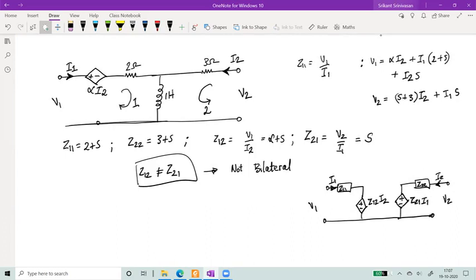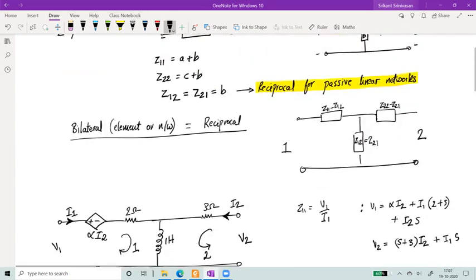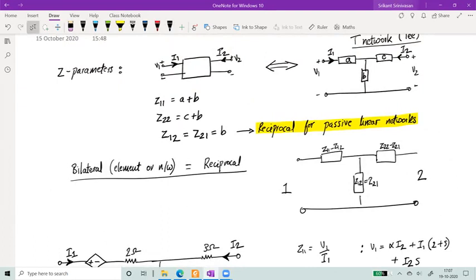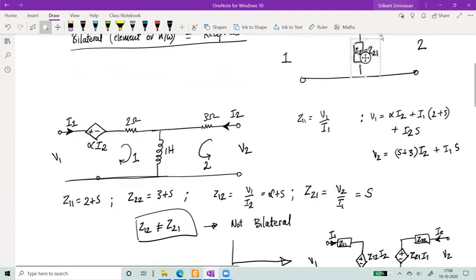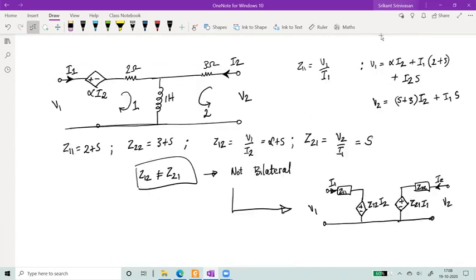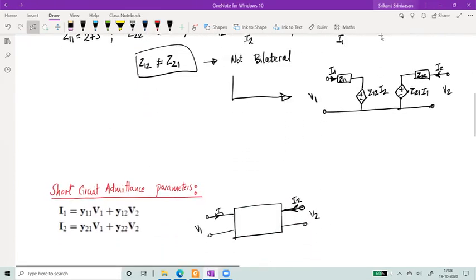So even if I have a network which is not reciprocal, which is not bilateral, it can still be represented by this. In the earlier case, when I had the T network representation, that was even more simple because I have only one element in the middle. And that allowed me to represent networks which are bilateral, which are reciprocal. So then I can use Z12 and Z21 interchangeably over there.